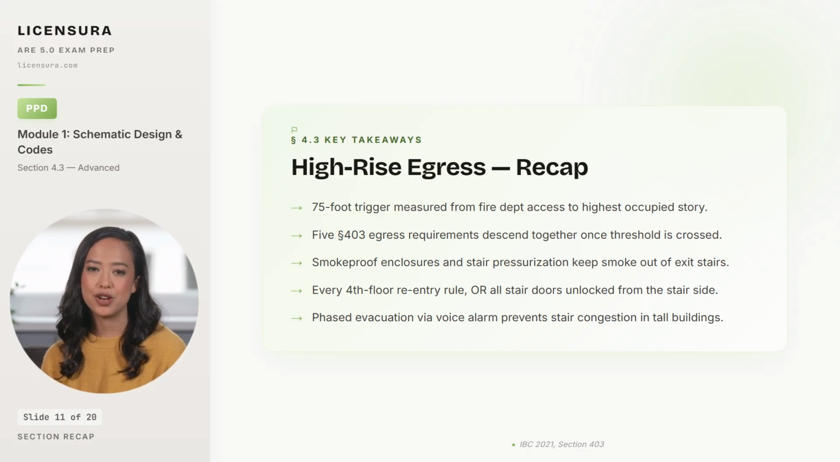Third, smoke-proof enclosures use stair pressurization or a vestibule approach to keep smoke out of the exit stair during evacuation. Fourth, stairway door re-entry is a binary design choice. Either at least every 4th floor allows re-entry, or all stair doors throughout the building unlock from the stair side. And fifth, phased evacuation via the voice alarm system prevents stairway congestion in tall buildings. Fire floor occupants evacuate first, then the floors immediately above and below, then everyone else as the command center directs.